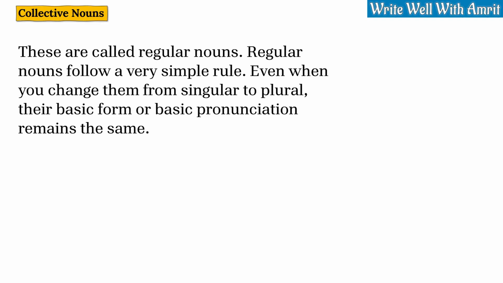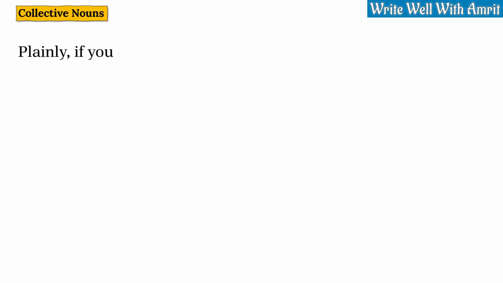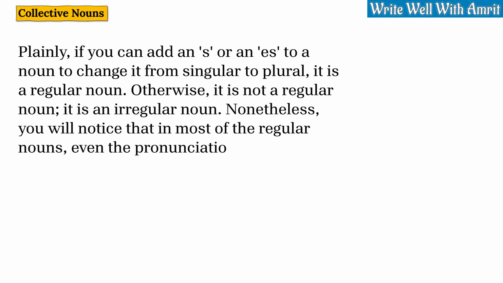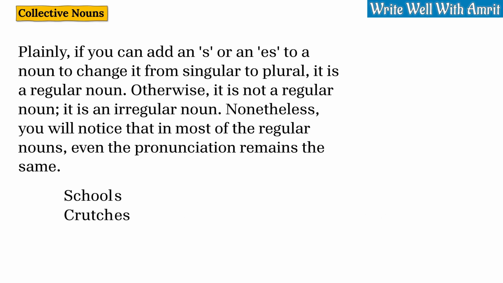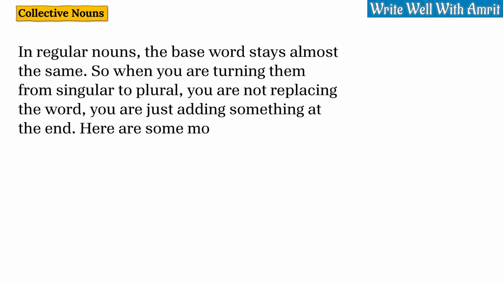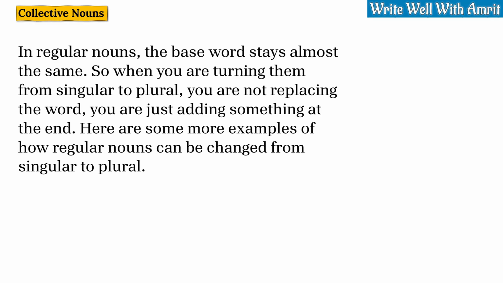Even when you change them from singular to plural, their basic form or basic pronunciation remains the same. Plainly, if you can add an s or an es to a noun to change it from singular to plural, it is a regular noun. Otherwise, it is not a regular noun, it is an irregular noun. Nonetheless, you will notice that in most of the regular nouns, even the pronunciation remains the same. In regular nouns, the base word stays almost the same. So, when you are turning them from singular to plural, you are not replacing the word, you are just adding something at the end. Here are some more examples of how regular nouns can be changed from singular to plural.